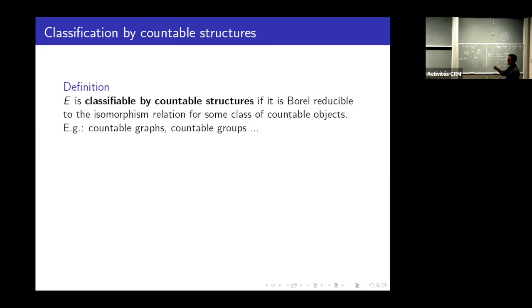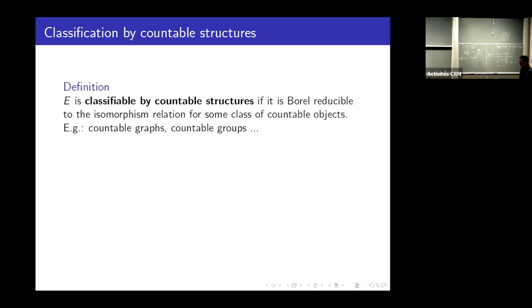Okay, so another important way in which these Friedman-Stanley jumps show themselves. I'll mostly talk today about equivalence relations which are classifiable by countable structures. By definition, being classifiable by countable structures is just being Borel reducible to some isomorphism relation between countable structures. So for example, whatever objects you're studying, if you can reduce them to isomorphism between countable groups or countable graphs, then it's classifiable by countable structures.